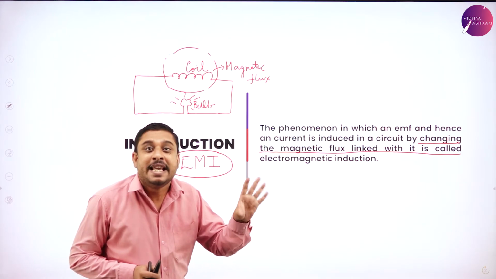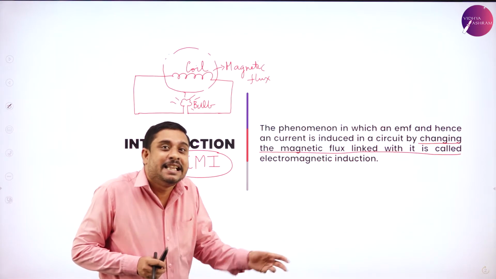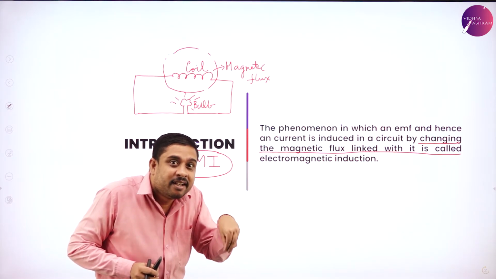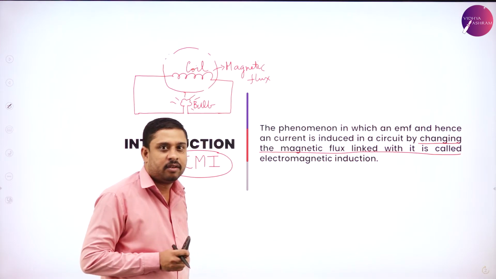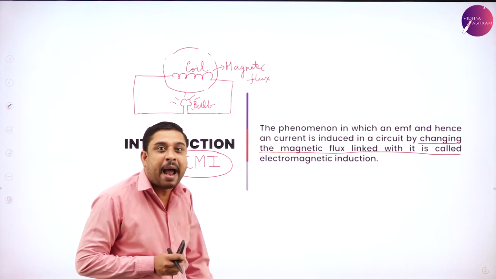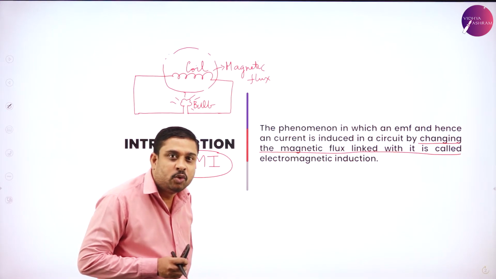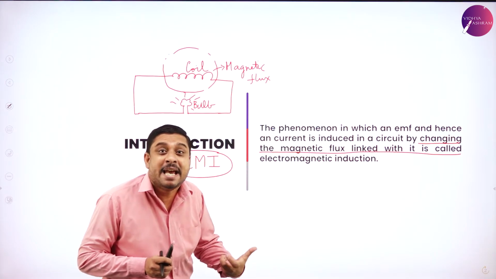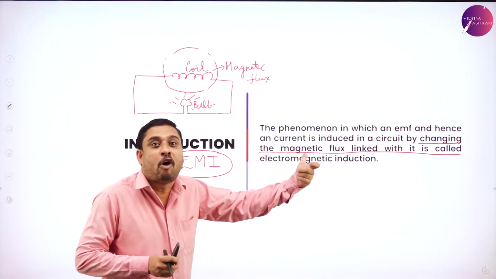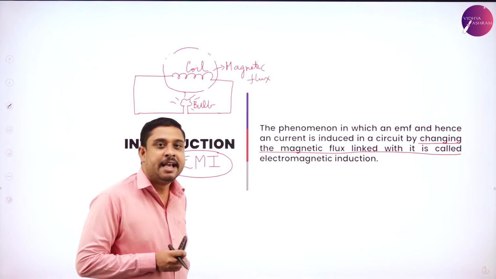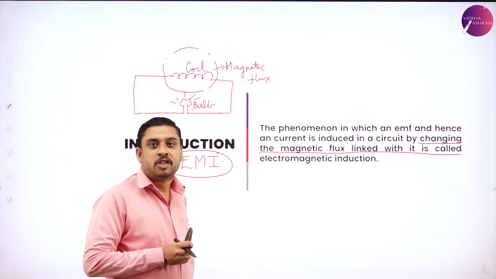Initially, there is no EMF in the circuit. Initially, there is no current in the circuit. But from where do I get it? I have changed the magnetic flux linked with this coil. I have changed the magnetic field strength associated with that coil. The moment I do that, there is some EMF induced in the coil, some current induced in the coil, and that phenomenon is called electromagnetic induction.